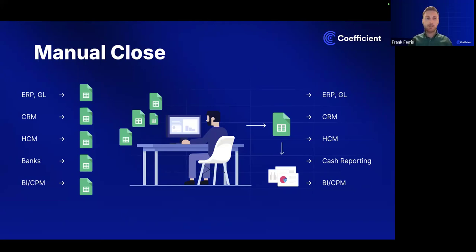So CRMs like Salesforce and HubSpot, maybe banking data, maybe data warehouse information coming from Snowflake, Looker, Redshift, other SaaS tools like Shopify, Stripe. And while we're at it, I'd love to hear from all of you. What are some of the tools that you most often try to combine with NetSuite data during month-end close, or for other financial reporting needs besides month-end close as well?